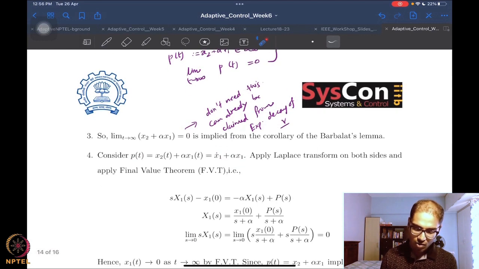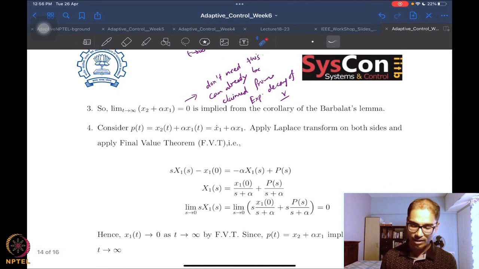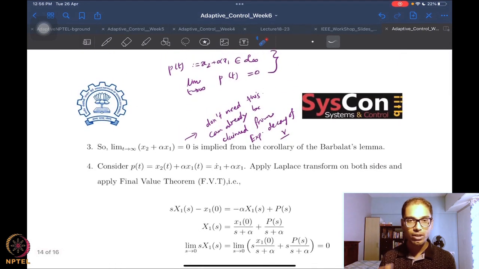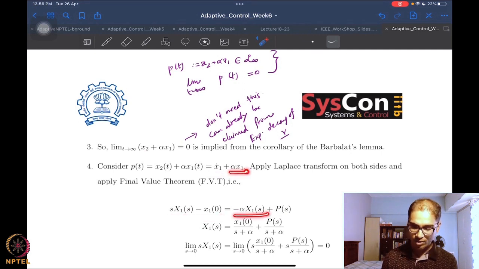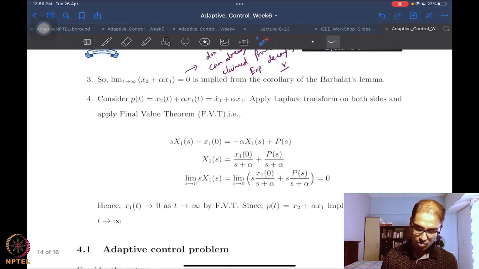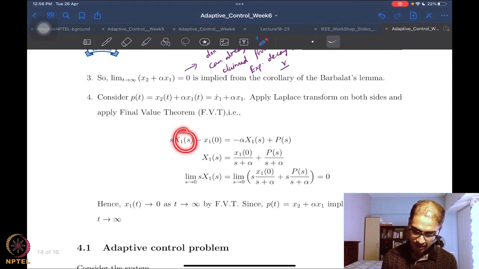We now apply the Laplace transform on both sides and do a little bit of rearranging of terms. How do I do that? The Laplace transform here gives me P(s), and here I get s X1(s) minus x1(0), and alpha X1(s), which goes to the other side to become minus alpha X1(s). Now, in order to compute X1(s), I combine these two, and I get X1(s) as x1(0) over s plus alpha plus P(s) over s plus alpha, just by rearranging terms.